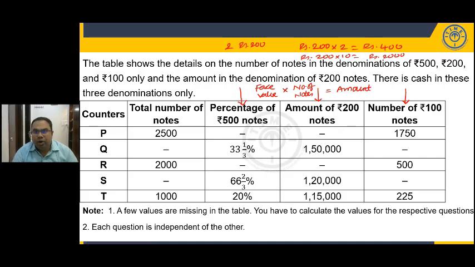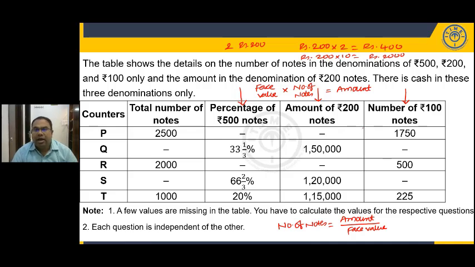Now friends, you got amount here, you know face value here. How will you get number of notes? Number of notes is nothing but amount divided by face value. Agreed, all of you? Correct? Amount divided by face value.